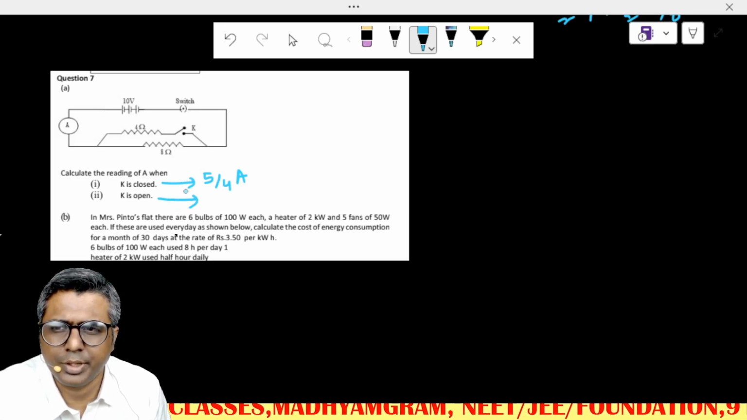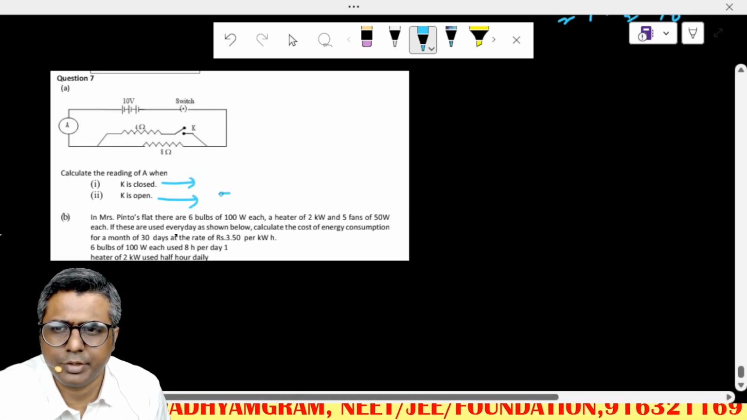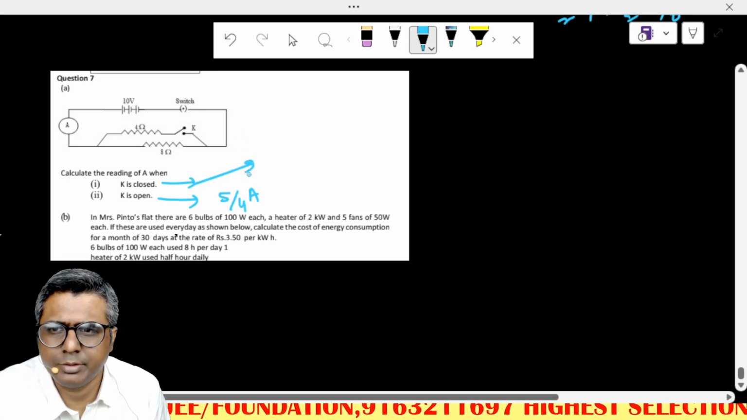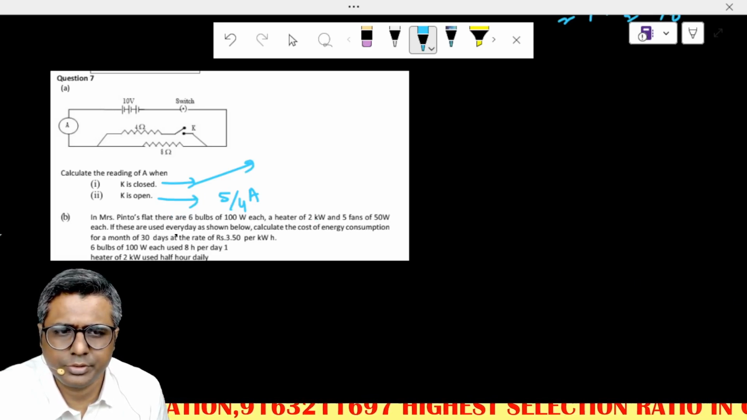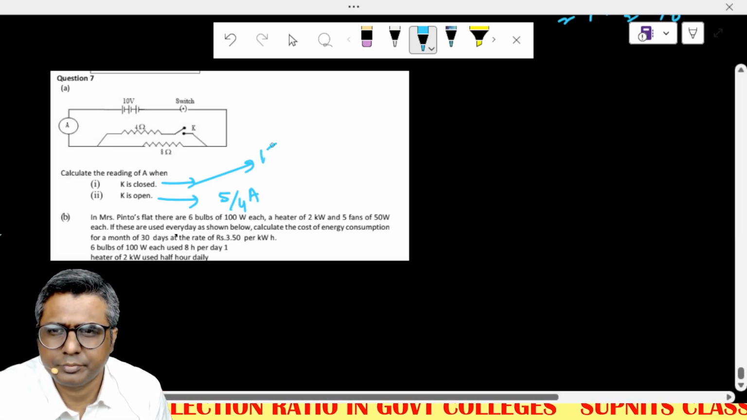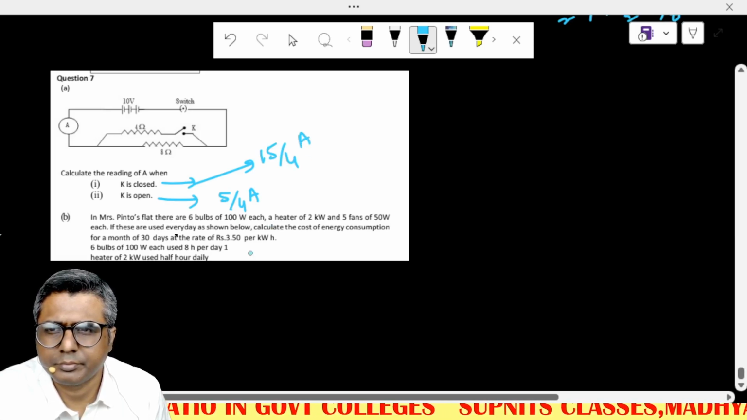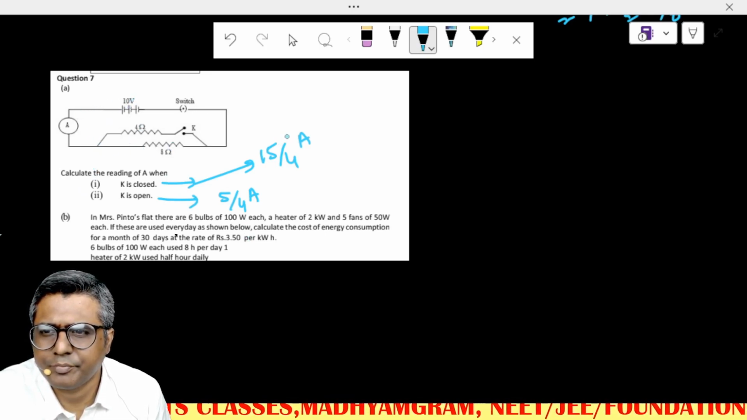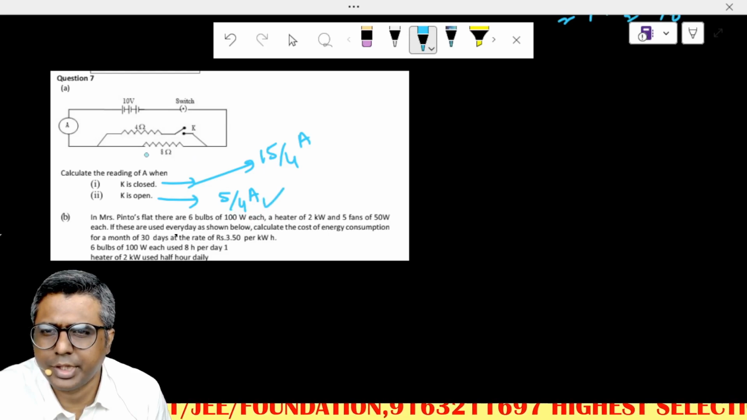Okay, if K is open, I think this will be 5 by 4 ampere. And if K is closed, closed means switch is on, so that will be 15 by 4 ampere. Now you can have a check on this one. Let's see this one, 10 volt. 10 by 8, key is open, 10 by 8, 5 by 4, correct.